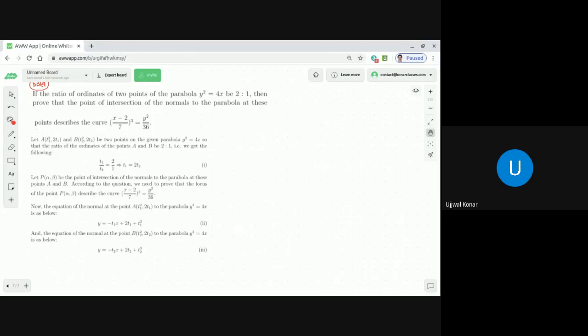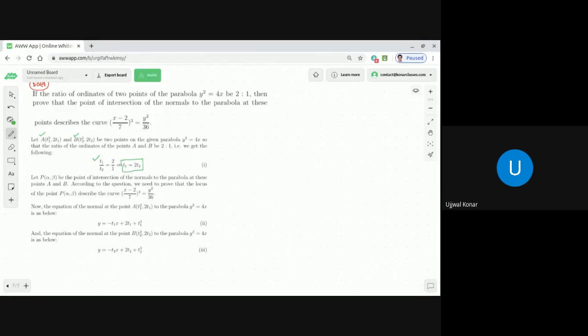So the 2 points A and B are, as you see, t1 square, 2t1 and t2 square, 2t2, the 2 points on the given parabola, so that the ratio of the ordinates of the points A and B be 2:1. That means t1 is to t2 is 2:1 according to the question. So that means we get t1 is equal to 2t2.